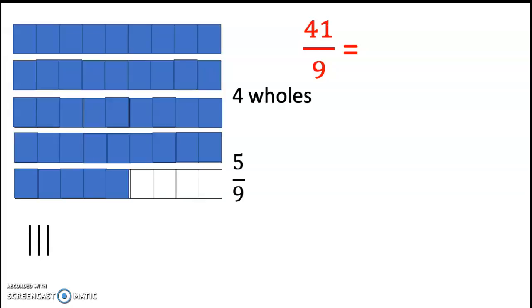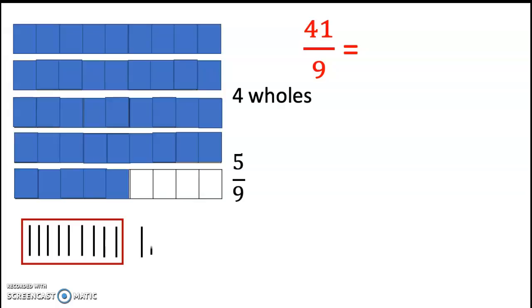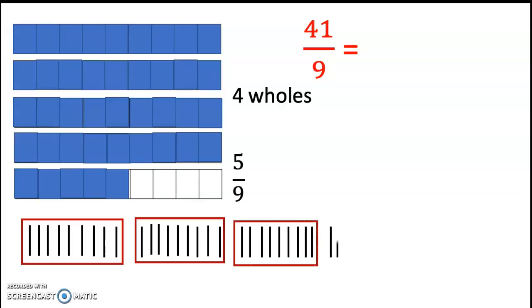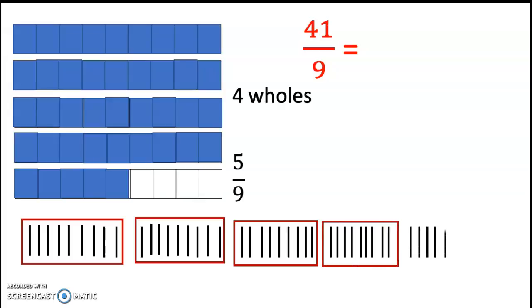1, 2, 3, 4, 5, 6, 7, 8, 9. Put a box around that. 10, 11, 12, 13, 14, 15, 16, 17, 18. Put another box around that. 19, 20, and so on, counting all the way up to 41.